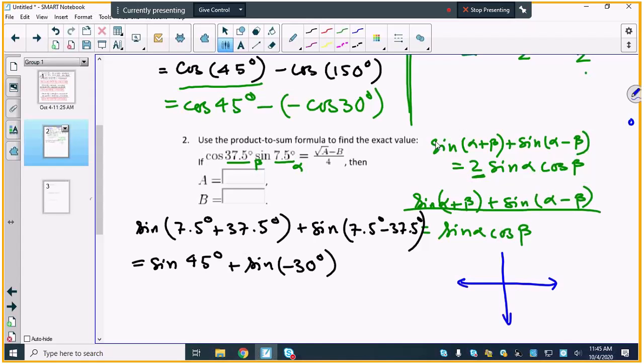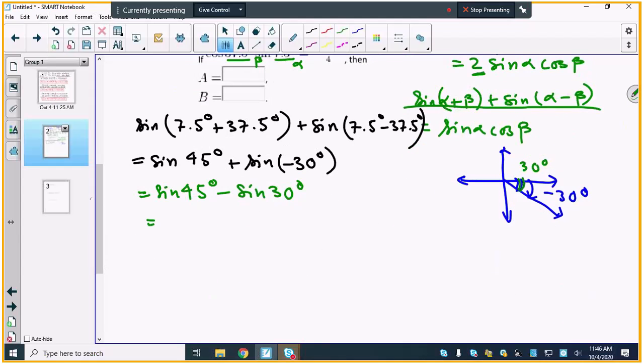So 45 degrees, I don't have to do anything. It's already in the first quadrant and we know the value. For negative 30 degrees, that should be in the fourth quadrant. So that is negative 30 degrees. Reference angle is going to be the angle between the nearest x-axis to the terminal side and acute angle. So that is 30 degrees. But it is in the fourth quadrant where sine is negative. So I would write it as sine 45 degrees minus sine of 30 degrees. I know the values. Sine of 45 degrees is square root of 2 over 2. Sine of 30 degrees is 1/2. So I get square root of 2 minus 1 over 2.